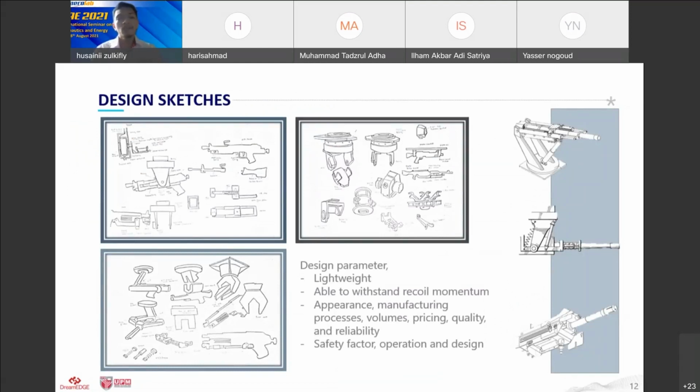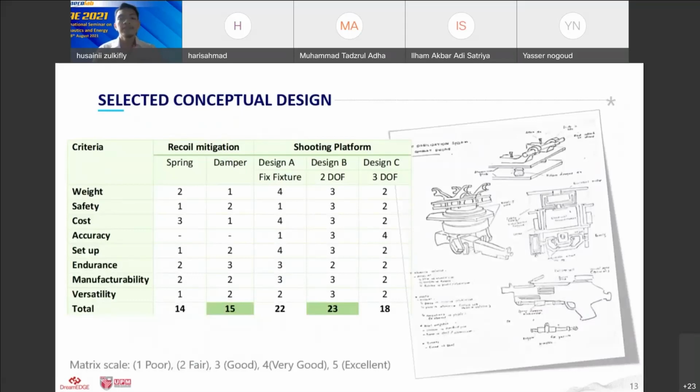So after we list out all the design sketches, we will decide using the decision matrix. And for the decision matrix, there are criteria as we mentioned. There are points that have been evaluated, and we will give the points later on, so that we can add up all the points and conclude that we will proceed with the 2 degree of freedom gimbal design. And as we mentioned, there is a little bit of change. We proceed with the absorber. And this is the final sketch that has been mixed between all the designs A, B, and C.